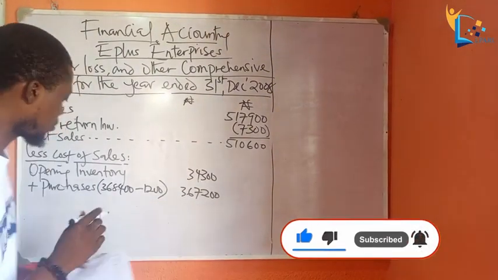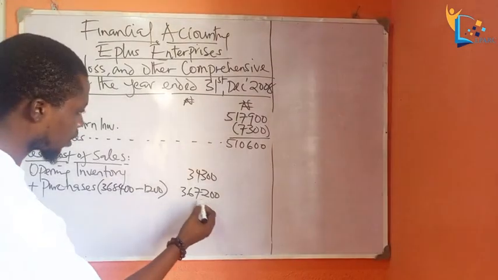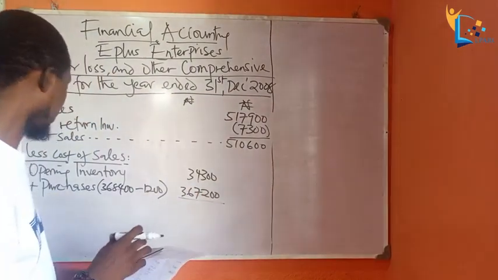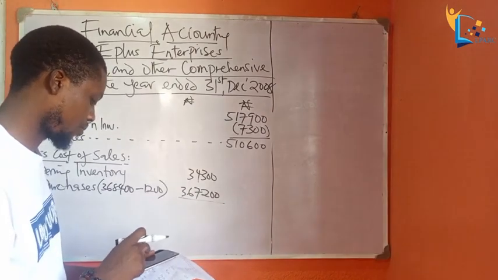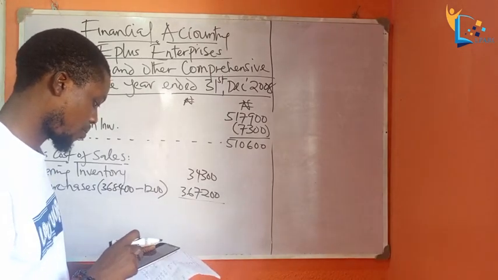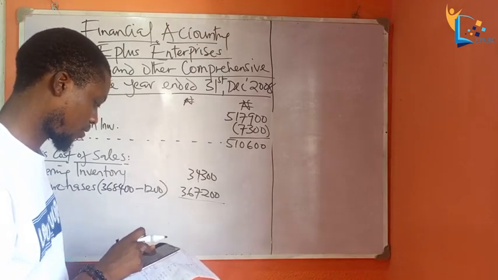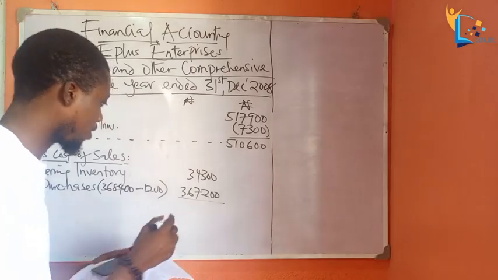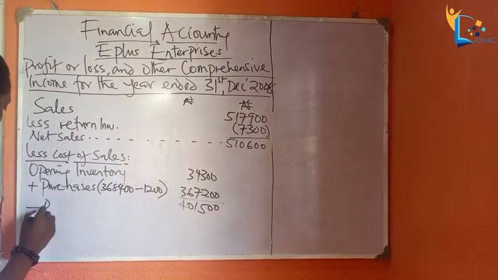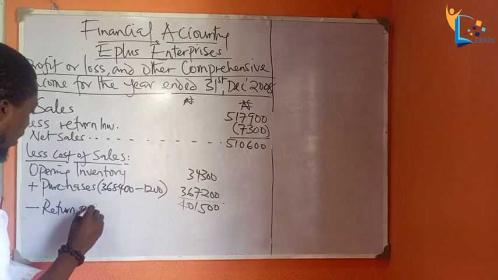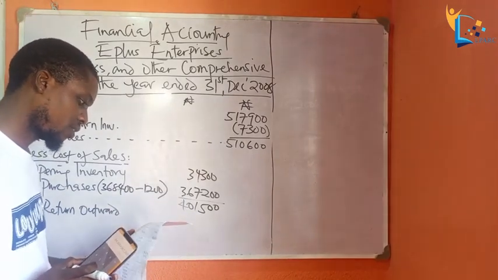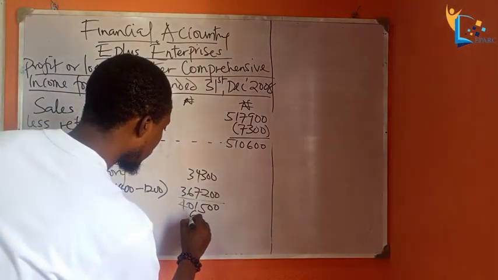So let's add up. We have 34,300 plus 367,200, which is 401,500. So we less return outward. Return outward, how much do we have? 6,200.